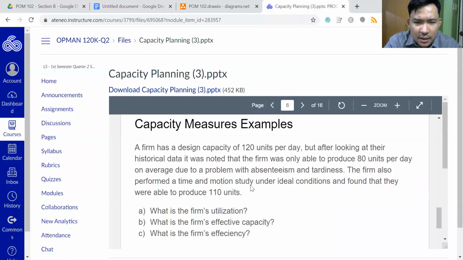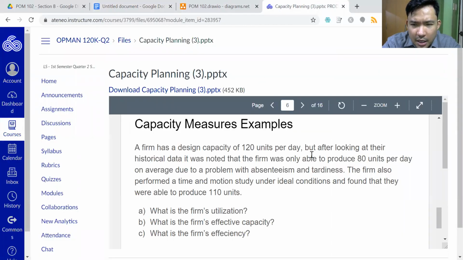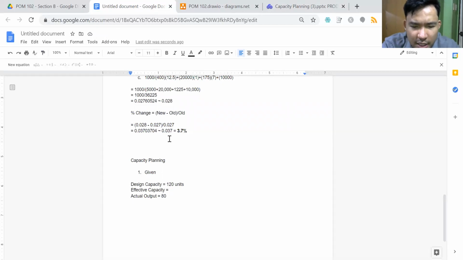Effective capacity is, okay, this is a bit tricky. Let's first identify what this is. After looking at their historical data, it was noted that the firm was only able to produce 80 units per day. So it was already able to produce it, meaning that was the actual output. So actual output is 80. The firm also performed a time and motion study under ideal conditions. Very important to take note, under ideal conditions, and found that they were able to produce 110 units. So that means your effective capacity is 110 units.